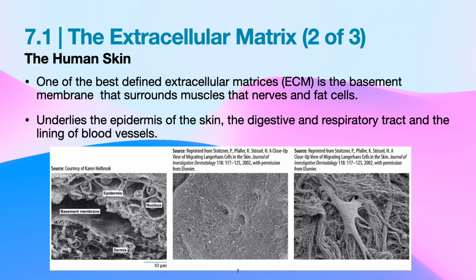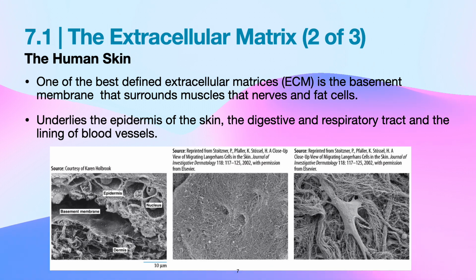One of the best defined extracellular matrices, or the ECM, is the basement membrane that surrounds the muscles, the nerves, and fat cells. It underlies the epidermis of the skin, the digestive and respiratory tract, and the lining of your blood vessels. This is the basement membrane, also known as the basal lamina.